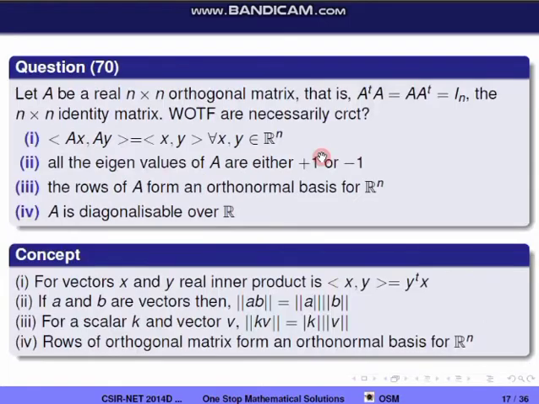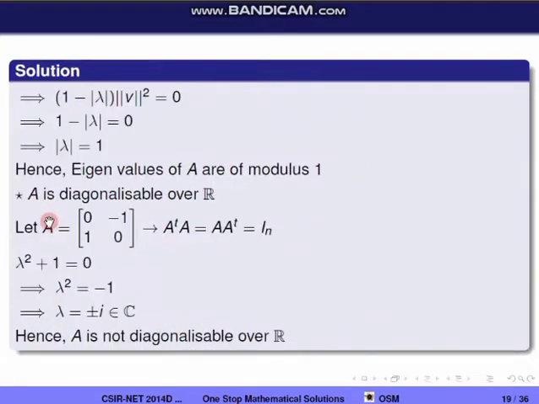If we check the third option, the rows of A form an orthonormal basis for Rn. So this is correct from concept 4. Now we'll check the fourth option. A is diagonalizable over R. So I am taking a 2 by 2 orthogonal matrix. Let A be equal to [0, -1; 1, 0]. So it is satisfying the properties A transpose A equal to A A transpose equal to the identity matrix of order 2.